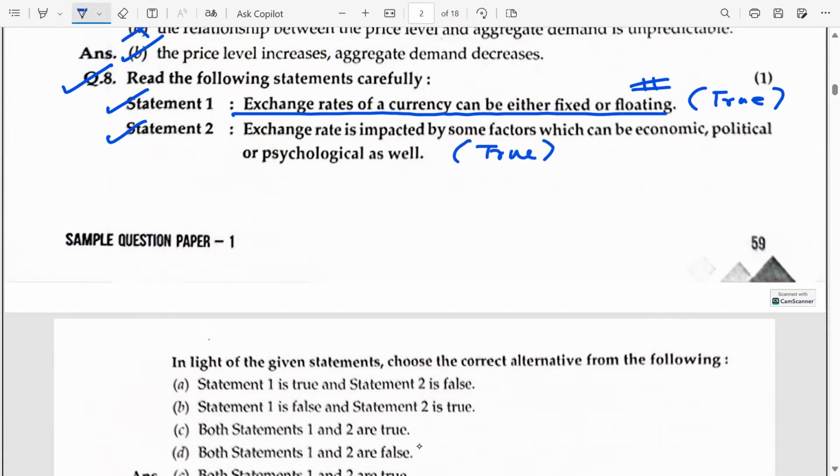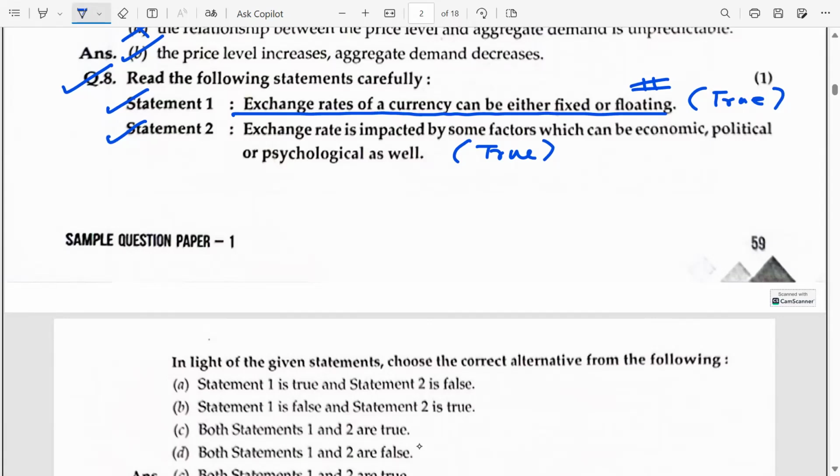Whether the exchange rate is going to appreciate or depreciate depends upon economic factors. It depends upon politics, whether elections are near the corner or not. It also depends upon psychological factors like investor sentiments. Whether the investor is expecting higher returns from the domestic market or higher returns from the foreign market. So all these factors determine the exchange rate. All these factors, economic, political, or psychological, will have an impact on the exchange rates.